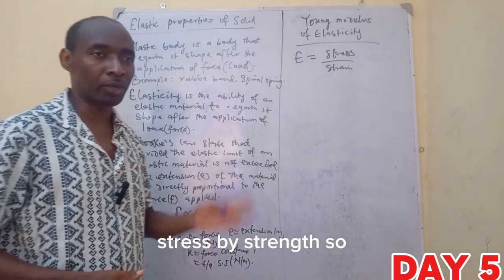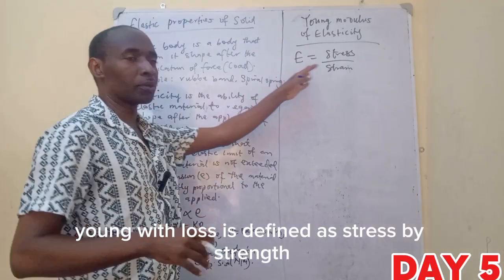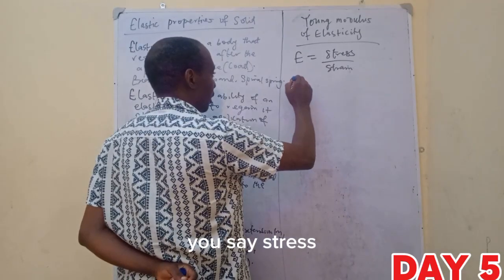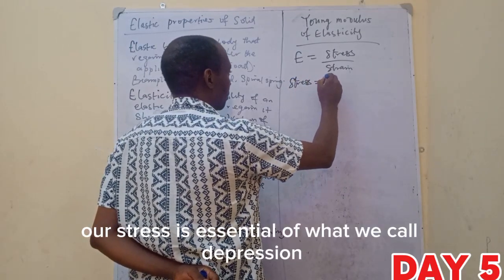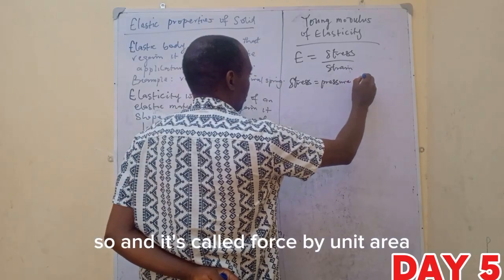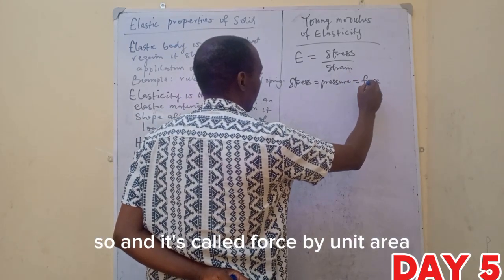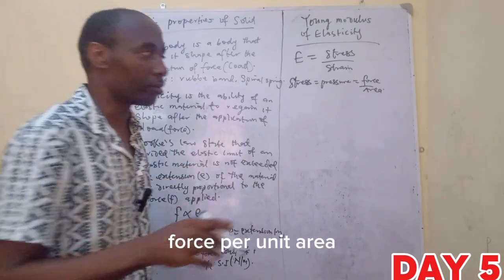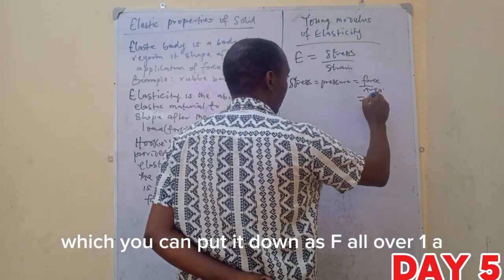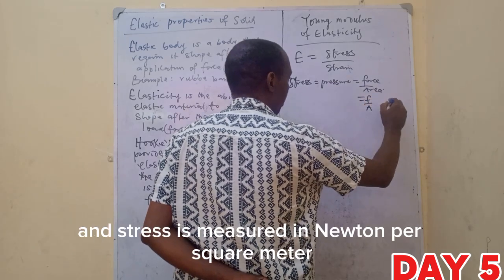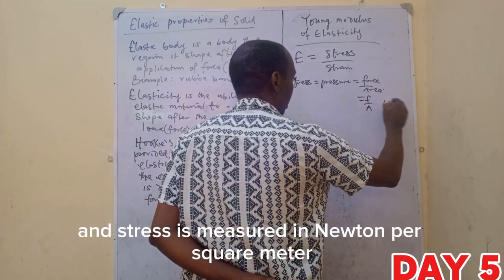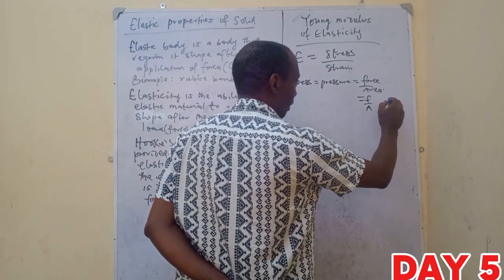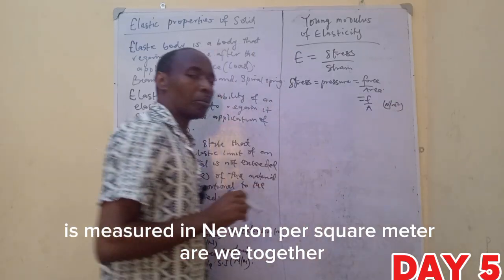If Young modulus is defined as stress per strain, what is stress? Our stress is the same thing as pressure. It is force per unit area, which you can put down as F all over A. Stress is measured in Newton per square meter.